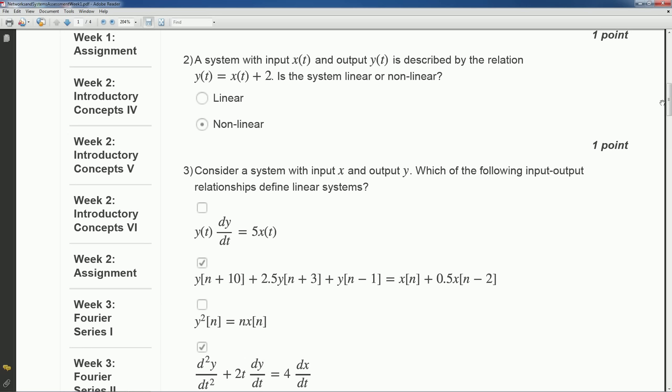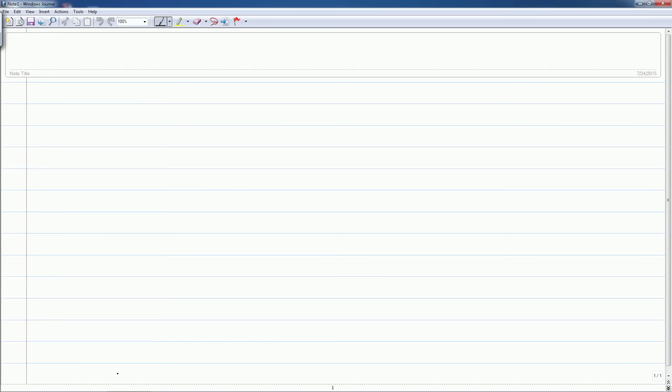Once you have such a description, you can answer questions about properties of the system. So one question that is asked in question number 2 is, is the system linear or nonlinear? Once again, the system is described by the equation y of t equals x of t plus 2, and the question that is asked is, is the system linear or nonlinear? So how do you go about solving a question like this? Let me take that up as an illustration.